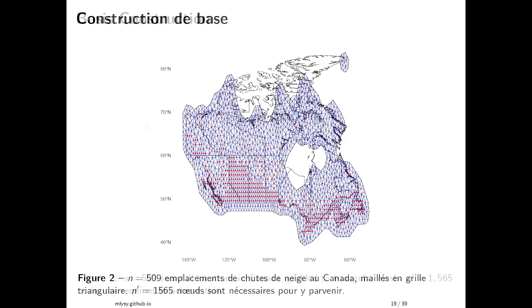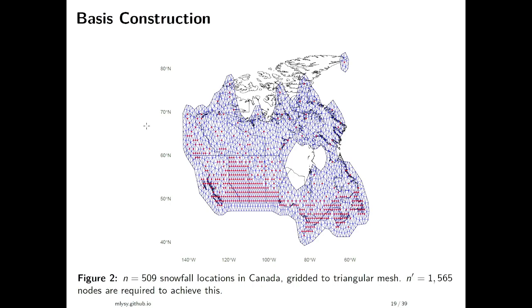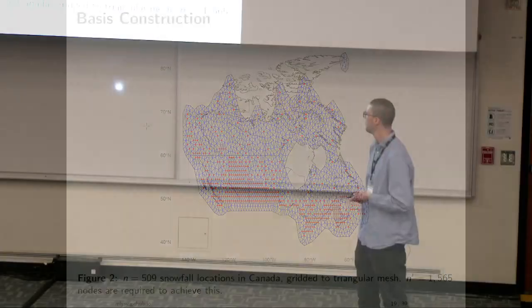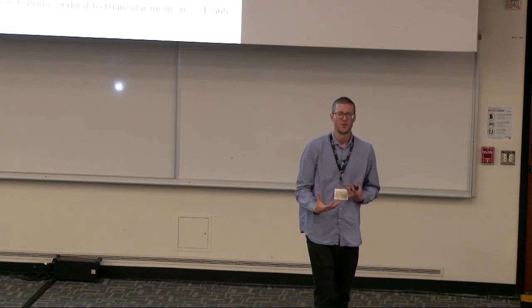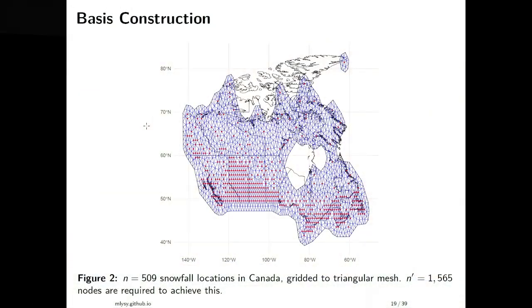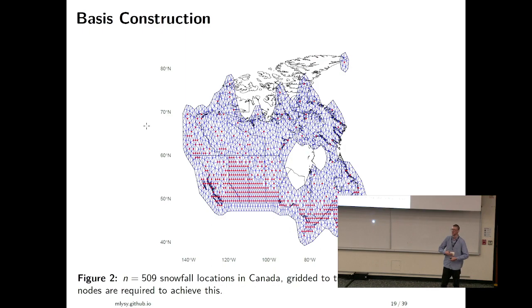This is the application I'm going to get to later on, where we have a map of Canada. We had 509 locations in Canada that we're going to use that have some snowfall. And then what we do is we do a triangulation. For those of you who've done PDEs before, it's the same kind of thing. This is what's underlying the finite element method. You start by triangulating what's going on here. And those red dots are just at various nodes, and then you have these edges connecting them. So we start by taking the map, and we do this.